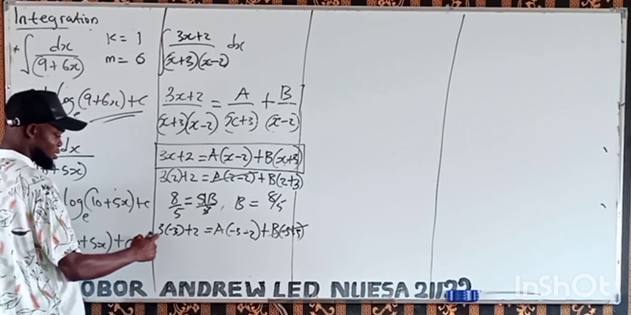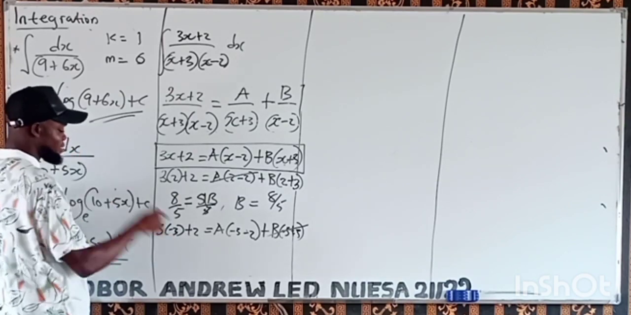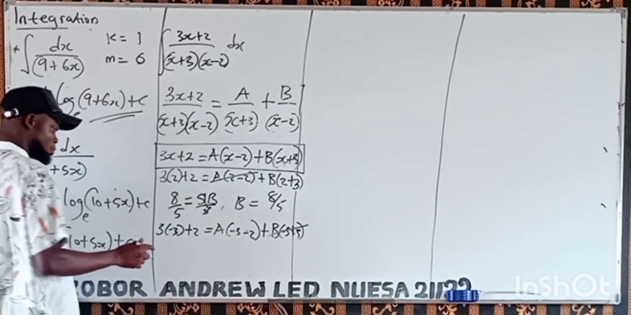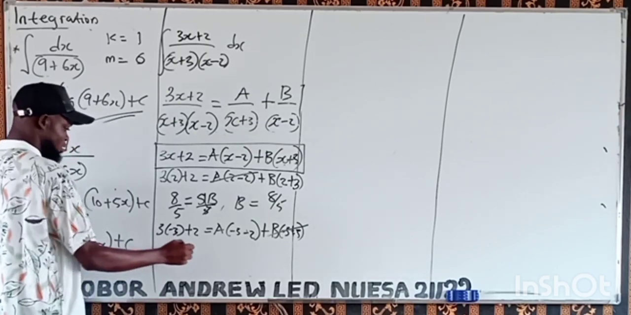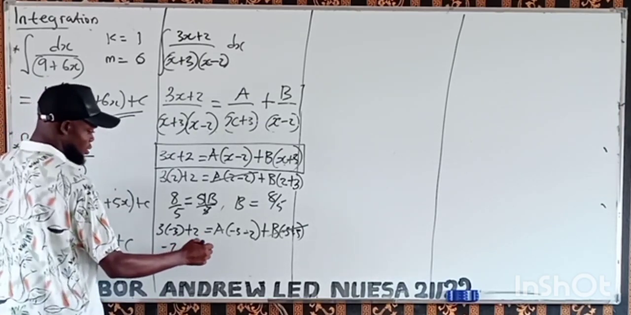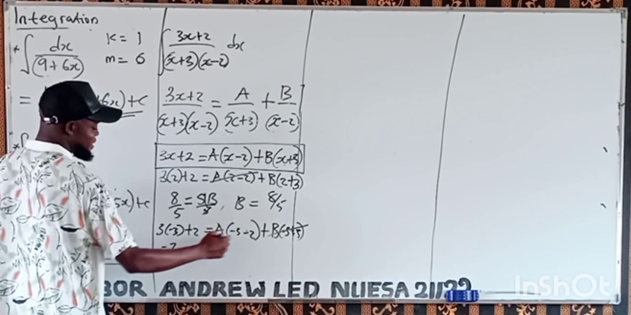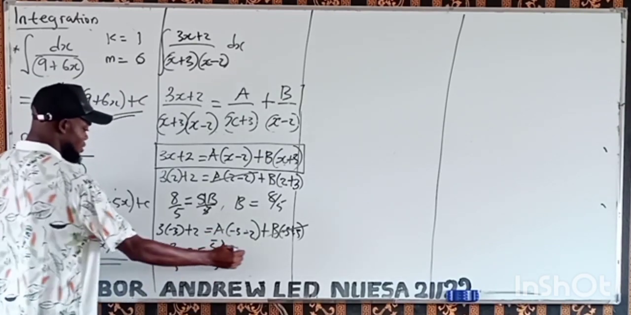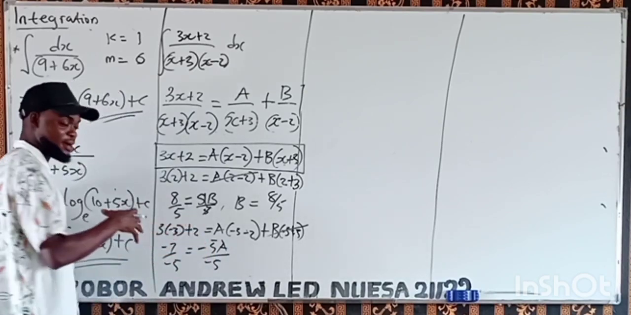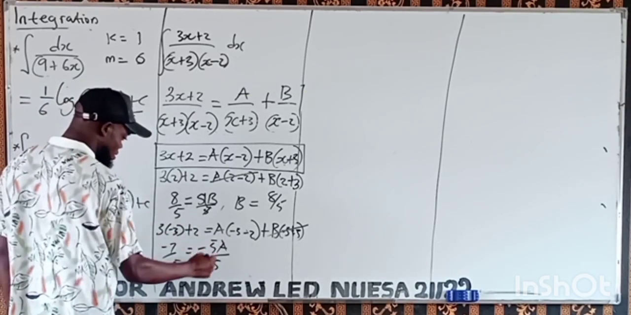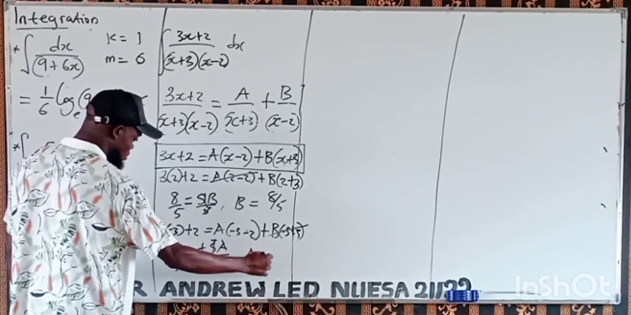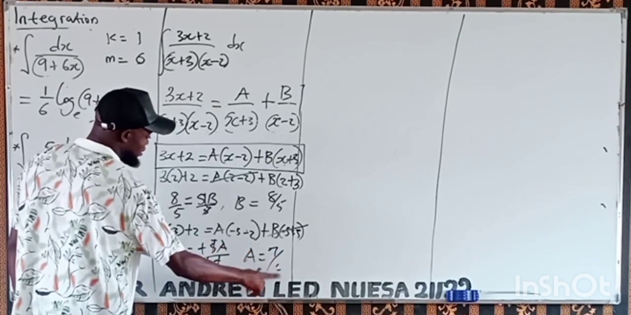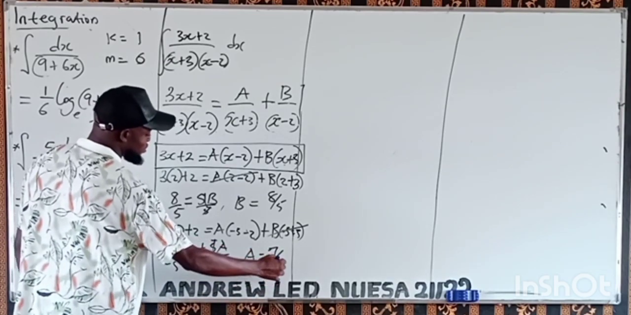Then we're having this times this, that is minus 9 plus 2, that is minus 7, is equal to minus 3 minus 2, that is minus 5A. We also have minus 5. This one gives us, I told you this is long, this one equal to this one, and A will be equal to 7 over 5. This was 7 over 5.